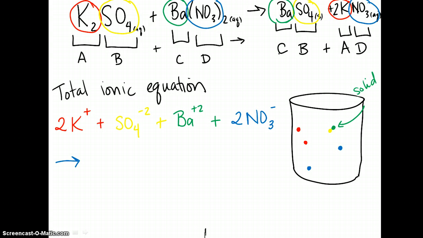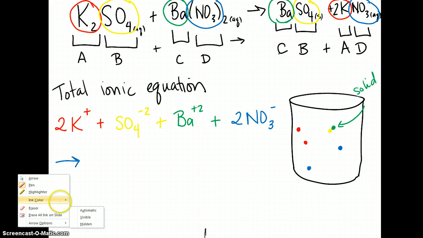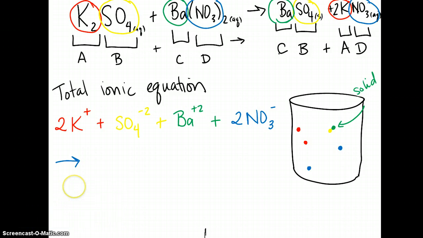In other words, my precipitate. So that's how they look in the beaker, so I need to reflect what my beaker shows. I'm going to have the luxury of a black pen now. So it looks like I have one solid of BaSO4. Okay, and if you notice, the colors match.